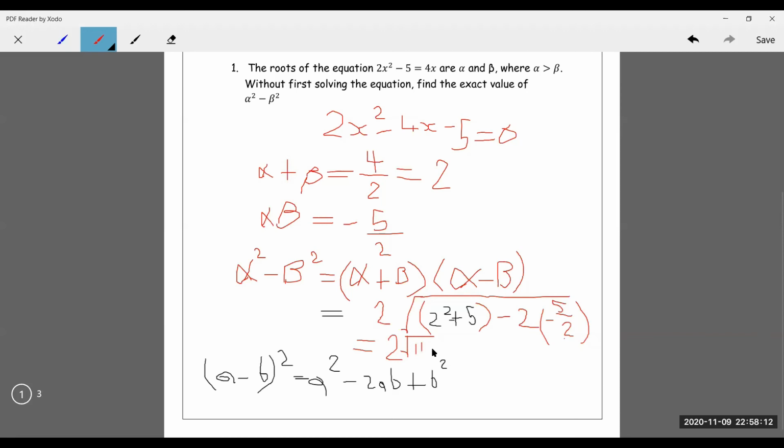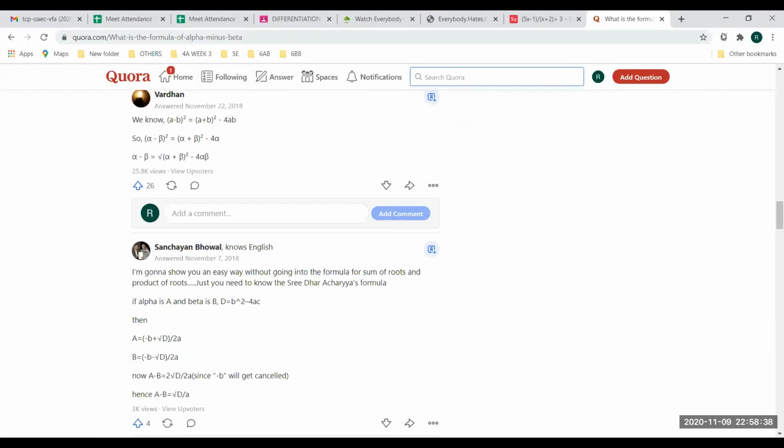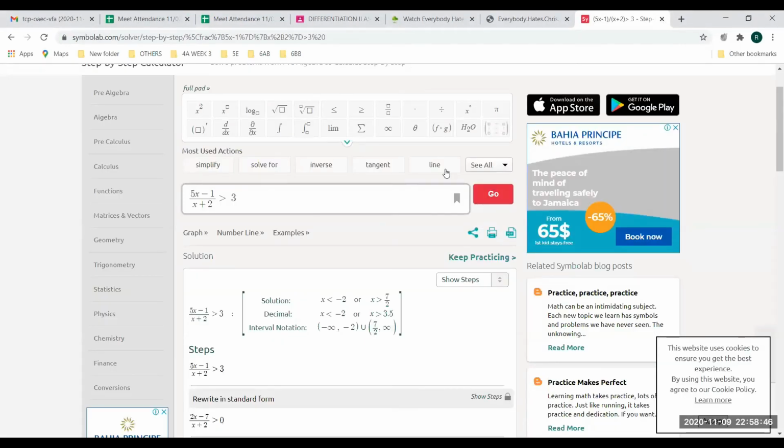Now what I'm going to do is verify that this answer is right. How do I verify that this answer is right? What you could do is solve this quadratic equation for the roots. I'm going to do that. Let's solve this quadratic equation for the roots.